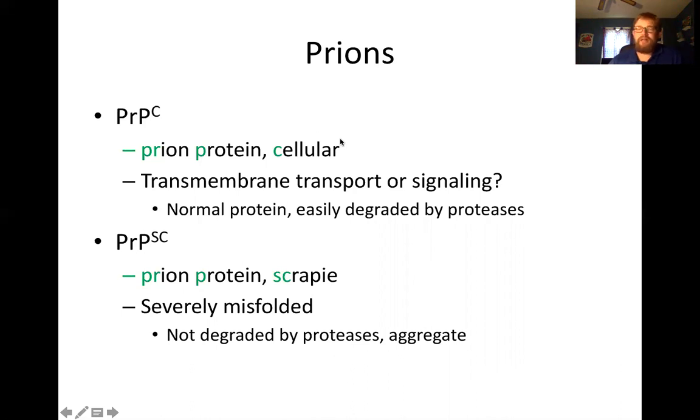We're still not quite sure, as of not that long ago, what these prion proteins are doing. The cellular one, this normal one, we think they might be important for some type of transport or signaling. Regardless, they're part of your cell membrane, and we think they're doing something with signaling or membrane transport. The important thing about them is they're easily degraded.